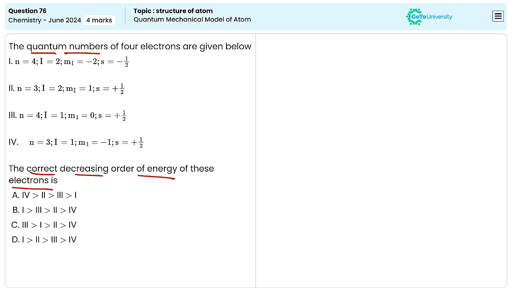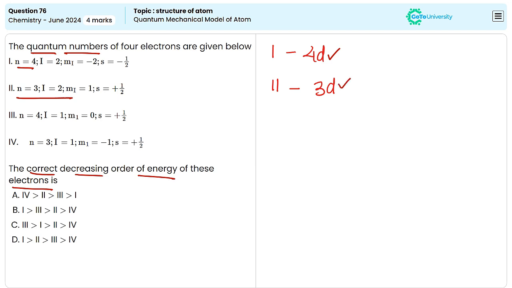In the first one, we can see the principal quantum number is 4 and the azimuthal quantum number is 2. It means the electron is present in 4d orbital. Similarly, in the second one, we can see that n value is 3 and l value is 2. So this electron is in 3d subshell.